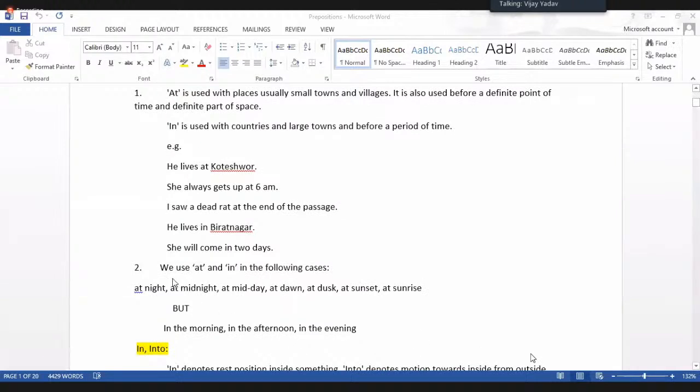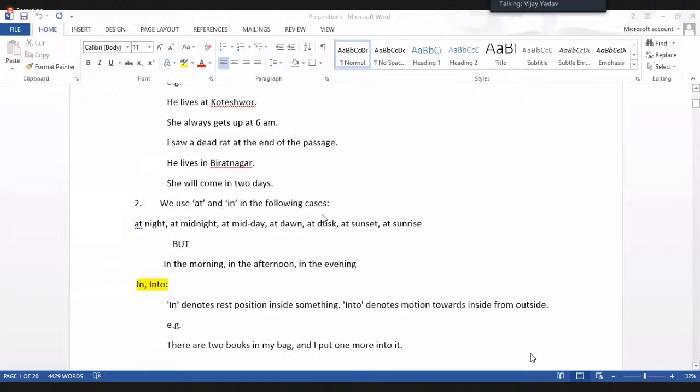Another is, we use at and in in the following cases. See, you have to remember this. We use at night, at midnight, at midday, at dawn, at dusk, at sunset, at sunrise. Before these, we don't use in, but we use in before this: in the morning, in the afternoon, in the evening. Never say at morning, never say at afternoon, never say at evening. We say at night, isn't it? In the morning, in the afternoon, in the evening. So this we use. Examples are not given, so you can write the examples yourself.